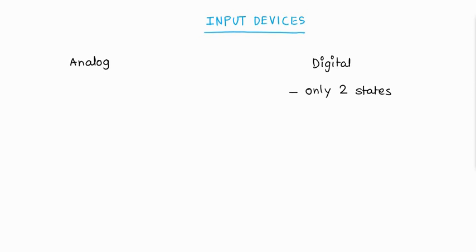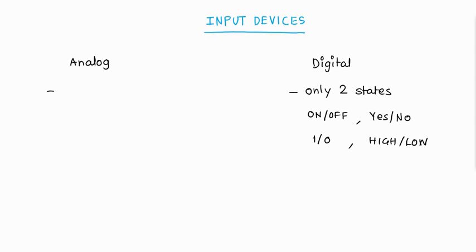For example, on off, yes no, 1 0, high low. Here we see that set of two values, only two states or only two values in one set. There is nothing between on and off. There is nothing between yes and no. There is nothing between 1 and 0. And there is nothing between high and low. Only two values. When we have such kind of values, we call them digital values.